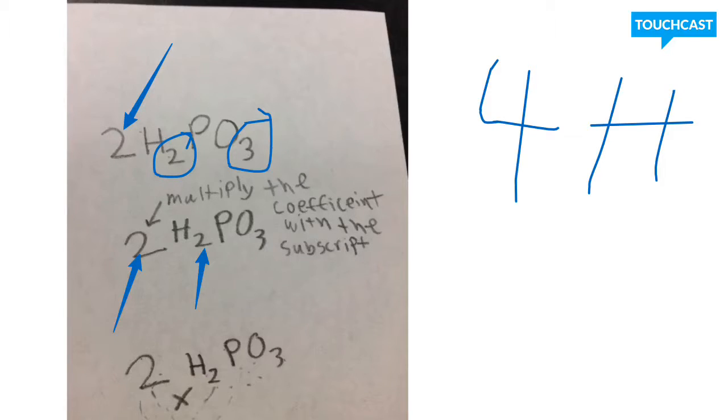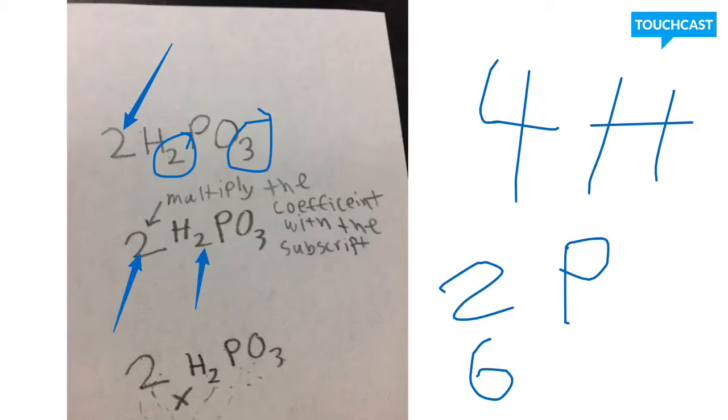If you multiply our 2 by the 1, because remember, no number means 1, you would have 2 phosphorus. And if you multiply the 2 by the 3 there with the oxygen, you would get 6 oxygens. And that's how you count the number of atoms from each element within a particular molecule.